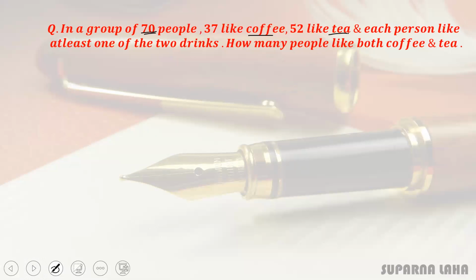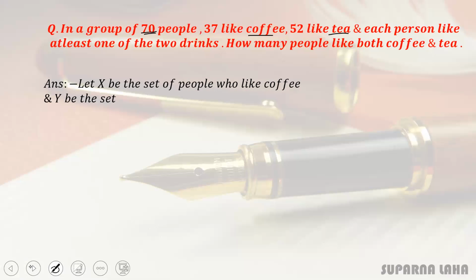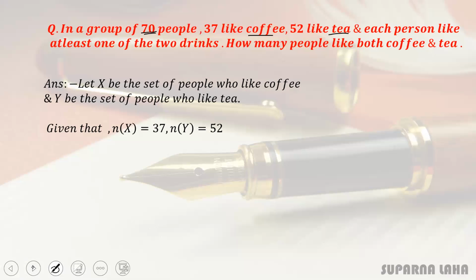Okay, so how many people like both coffee and tea? So first, just make a set of the people who like coffee. And here I am taking this set X as the set of people who like coffee, and this Y represents the set of people who like tea. So what is given? The number of elements in X is given, the number of elements in Y is given, and the number of elements in X union Y is given. So that is 37, 52 and 70. Now you need to find how many people like both coffee and tea. That means you need to find the intersection part.